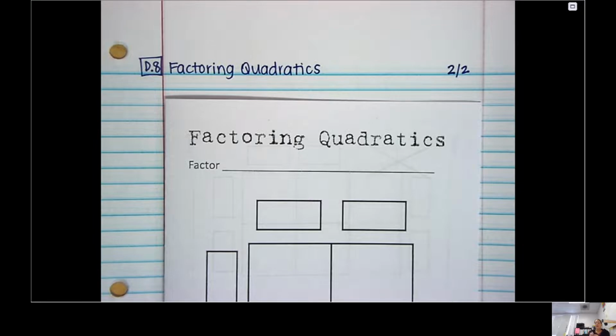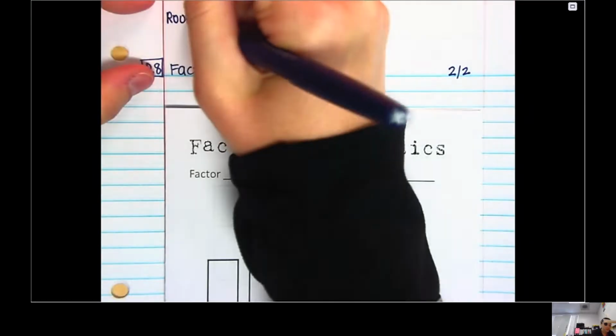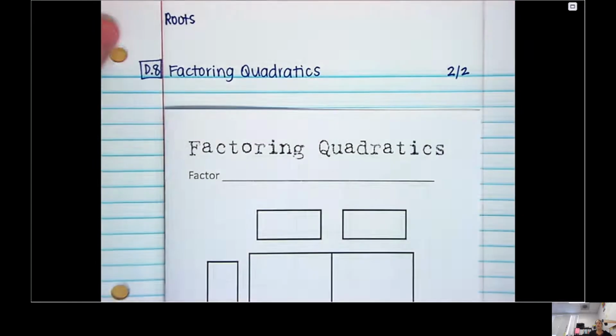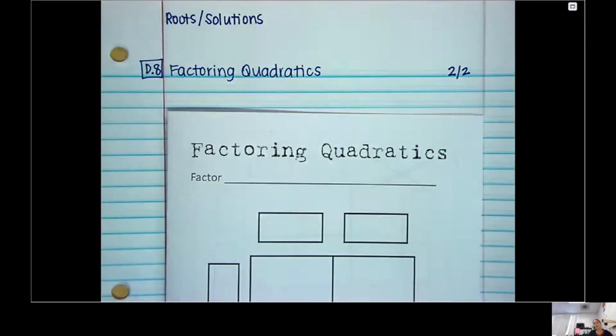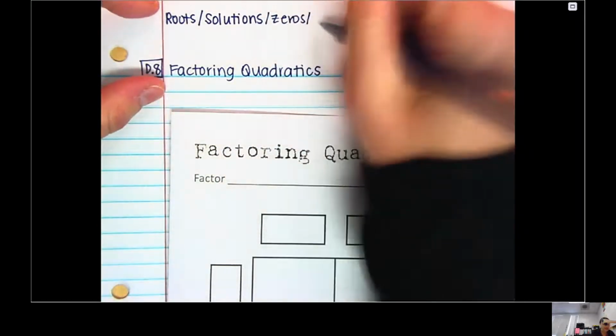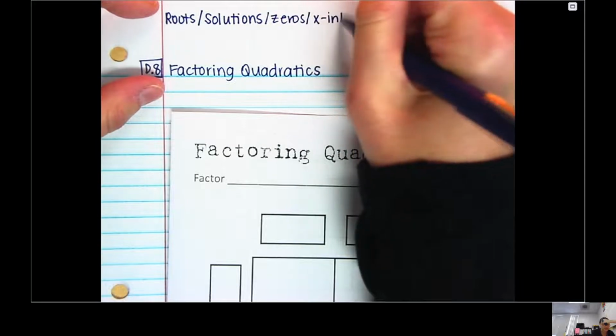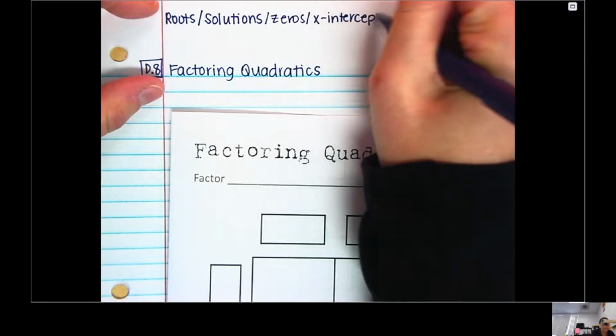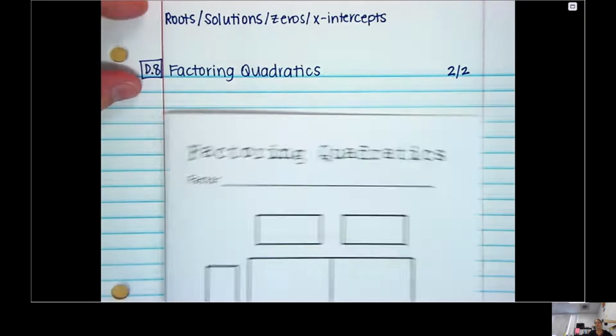So remember, the roots of a quadratic, or another word for it is solutions, or what are the other words that we used yesterday? Roots, solutions, and what else? Zeros. Perfect. X-intercepts. We use a piece of paper? Because we're going to put this in our notebooks.